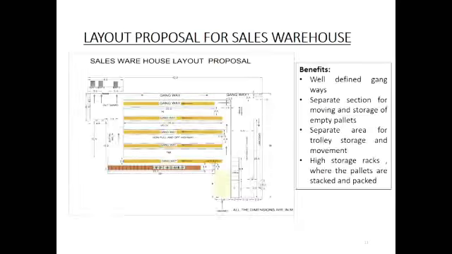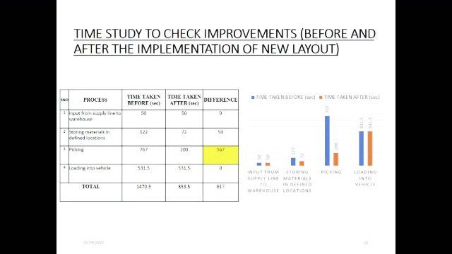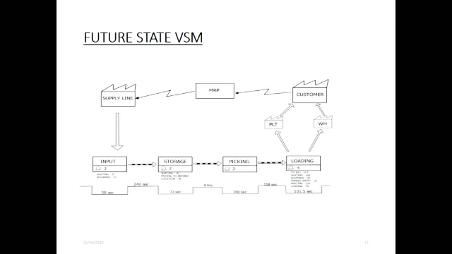This diagram shows the proposed layout of the warehouse. The benefits of this new layout are well-defined gangways, separate section for storing and moving of empty pallets, separate area for trolley storage, and high racks for storing pallets. The following table shows the comparison between the time taken for various steps in the warehouse before and after the implementation of the new layout. The following is a future state value stream map. It is identified that the time taken for the steps, storage, and picking have been reduced.